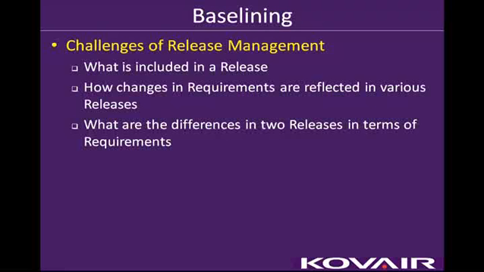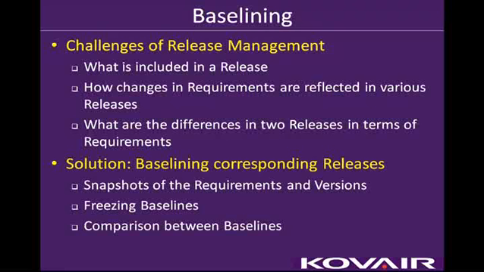There may be certain requirements which are included in one release but not in the other release, or the same requirement is in two releases but with different versions. Or it may be the same requirement and the same versions in two releases. So we should be able to do some kind of comparison between these two releases. And the baseline is the answer to that. So what is a baseline? A baseline is a snapshot of the requirements and versions.